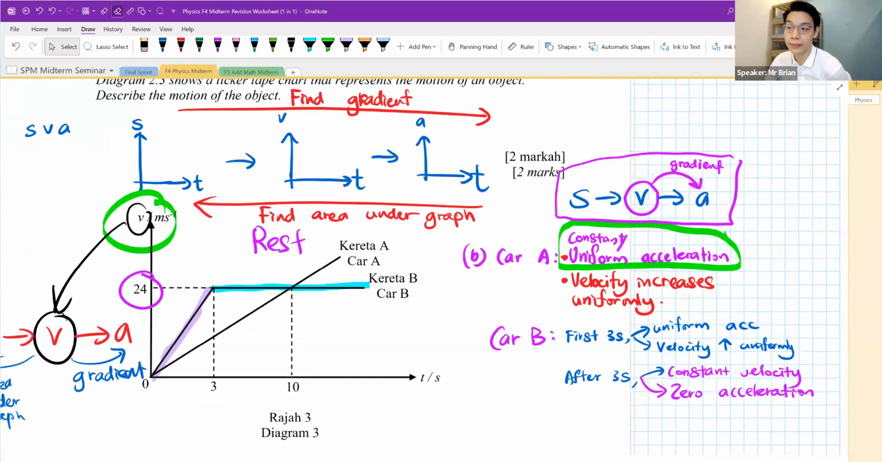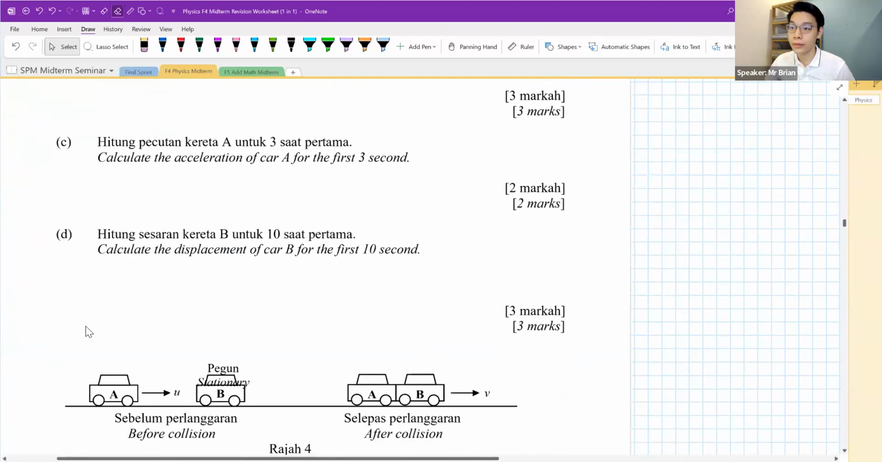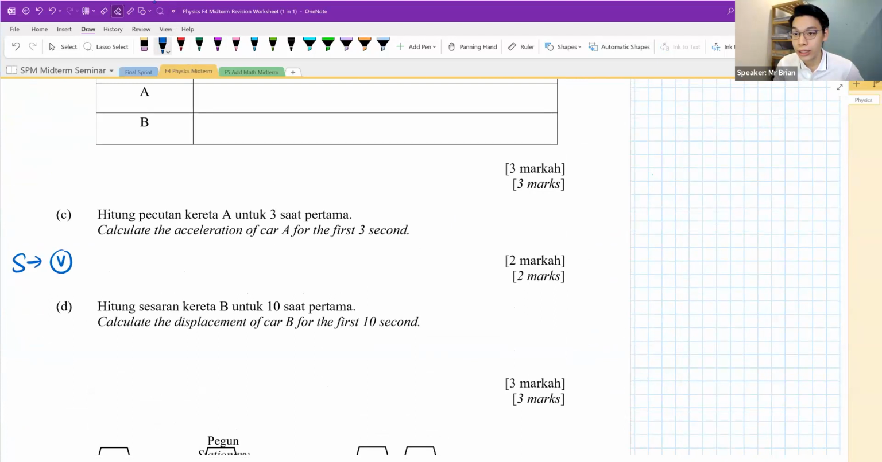Okay, I move on. Calculate the acceleration of car A in the first 3 seconds. I got velocity graph. I faster pull out this one first. I got velocity graph. They asked me to find what? Ask you to go forward. Imagine you are a person walking. They ask you to walk from V, walk until A. You are walking forward to the right. Okay, meaning go and find your gradient.